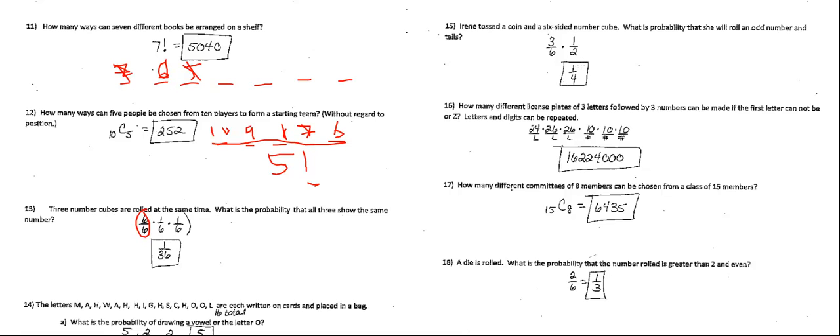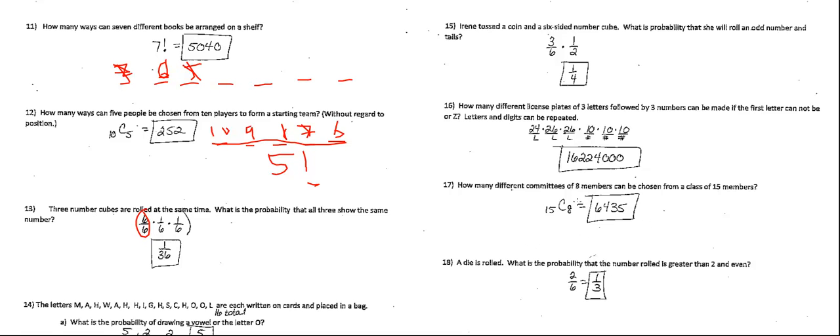On this problem with the license plates, it's 3 letters followed by 3 numbers, and everything can be repeated, so the only restriction is the first letter cannot be something or Z, so 2 letters are out. So that would be 24 choices, but then everything else is fine. Picking a committee, 15 choose 8. This is a combination because it doesn't matter what order you choose in to get a committee, so this would be 8 blanks with 15 times 14 times 13, etc. divided by 8 factorial is how you get that.